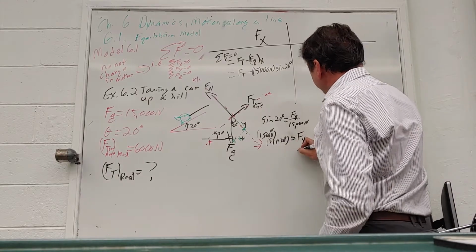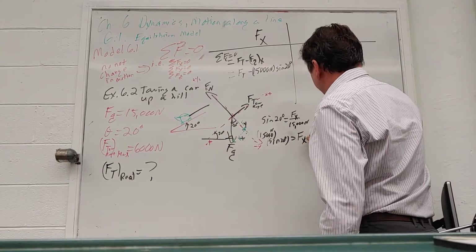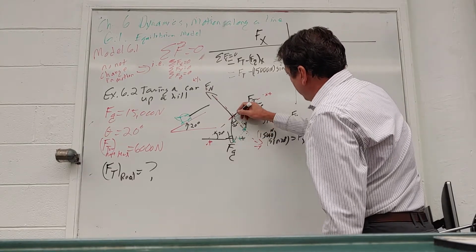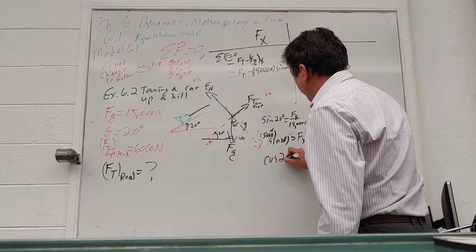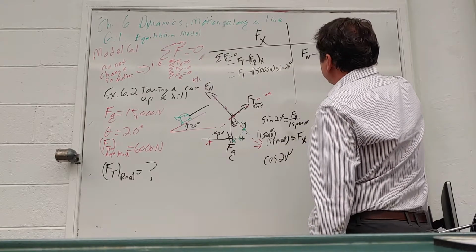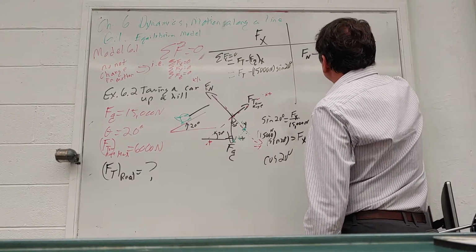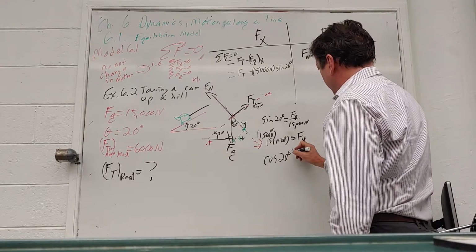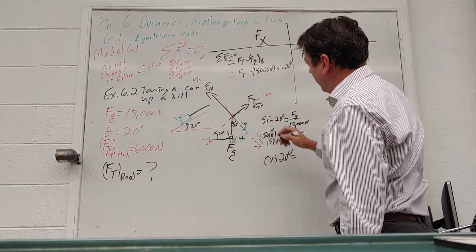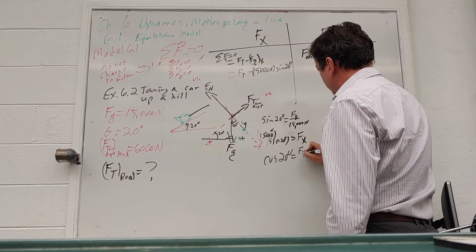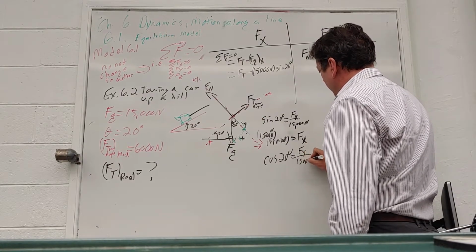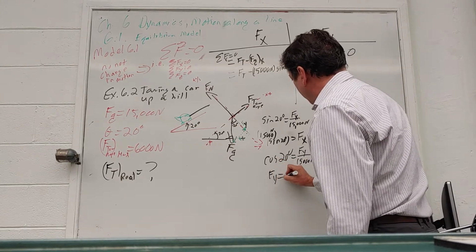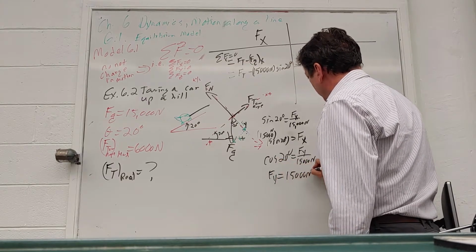Minus, and this is going to be F of Y. So F of Y would be this one. So we say the cosine of 20 degrees, F sub G in the Y direction, all that equals 0. This would be 20 degrees. The cosine is adjacent over hypotenuse. So it's the Y component of F sub G over 15,000 newtons. So F of Y equals 15,000 newtons.